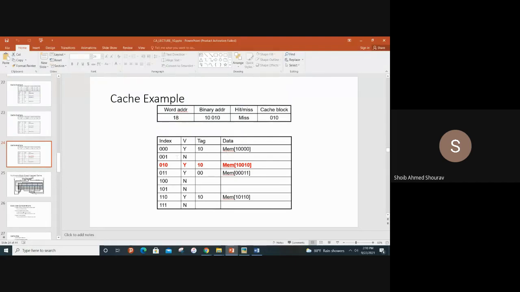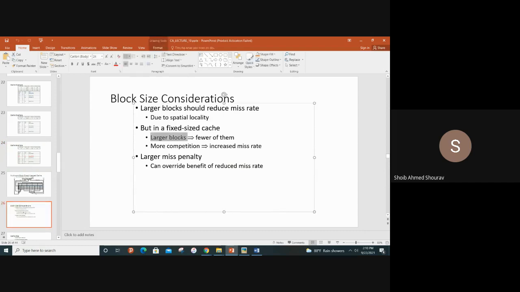With 4 words per block. If we want to use 8 words per block, we have only 32 blocks in the RAM, so the number of cache blocks will reduce from 8 to 4. So larger blocks in a fixed size cache means fewer blocks. It will increase competition and it will increase the miss rate as well. So larger blocks will not always reduce the miss rate. If the cache size is fixed, it will increase the miss rate due to a larger miss penalty.